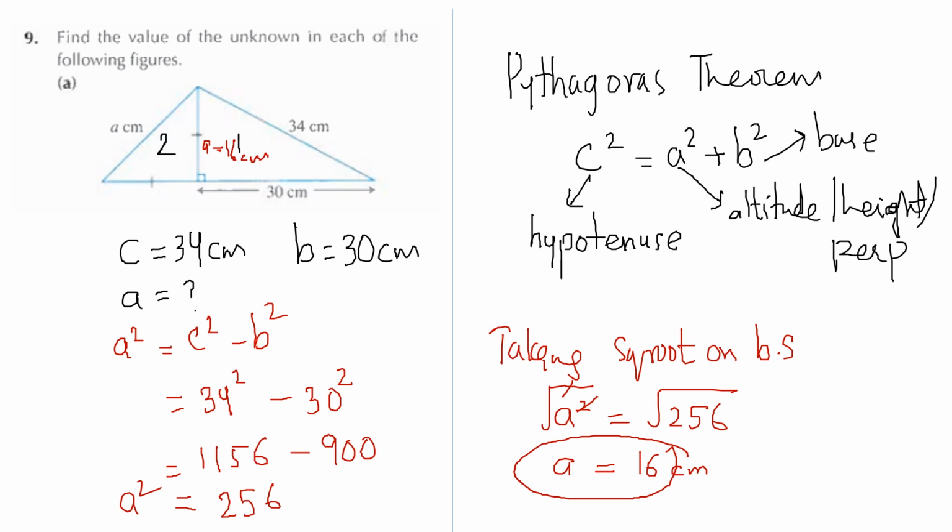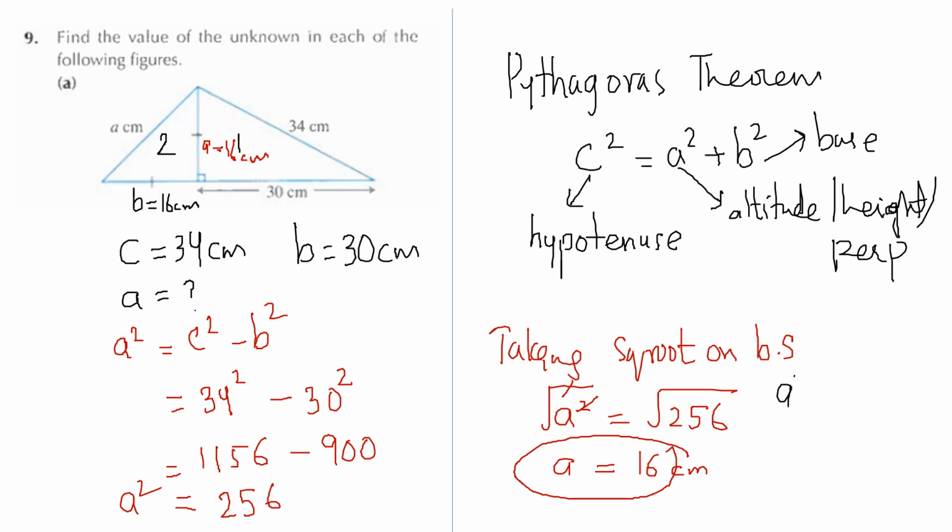That means I will write b is equal to 16 centimeter here. Now what I actually need in this figure is this one. This is the unknown, a. So how can I find this a? This a is basically the hypotenuse.